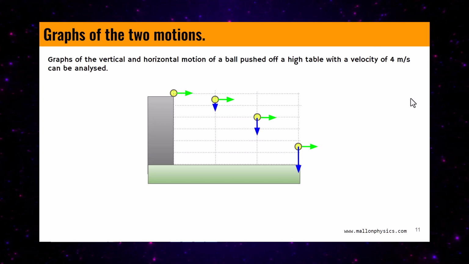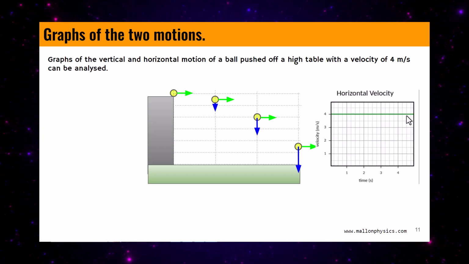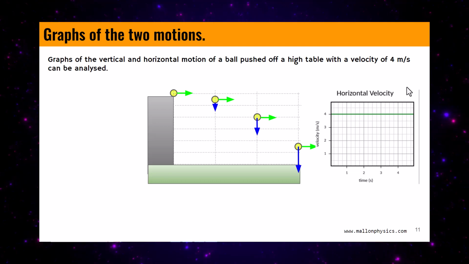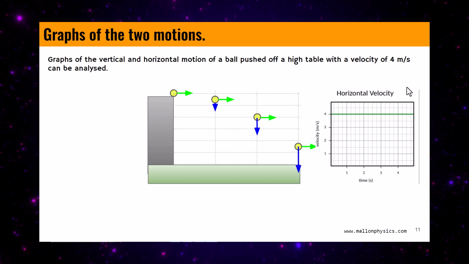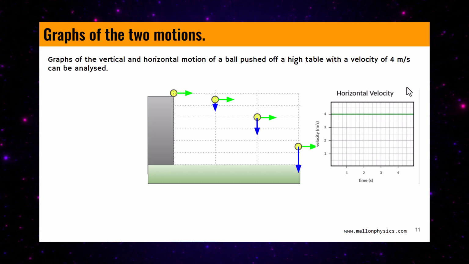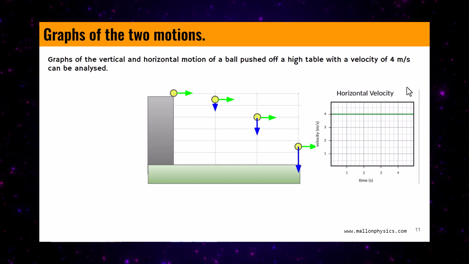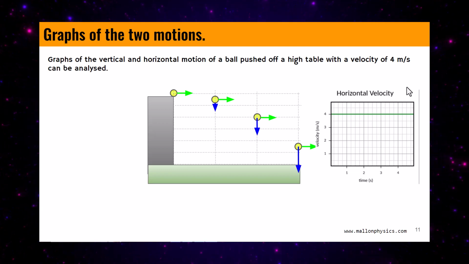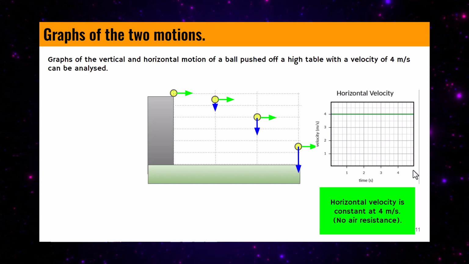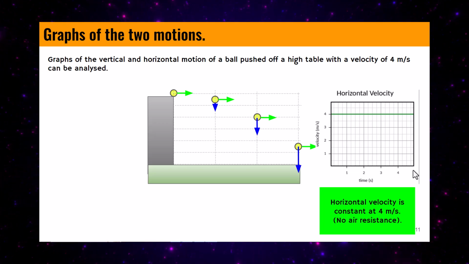Now we want to show a graph of those two motions, the horizontal and the vertical. If we take a look at the graph of the horizontal motion, we can see that the velocity time graph is just a straight line right across the page at 4 meters per second because the velocity is unchanged. So the graph of the horizontal component of that motion is just a straight line right across with the speed at which the ball was rolled off the table. And you can see it there, horizontal velocity 4 meters per second. So the horizontal velocity is constant at 4 meters per second. It is in fact no acceleration.